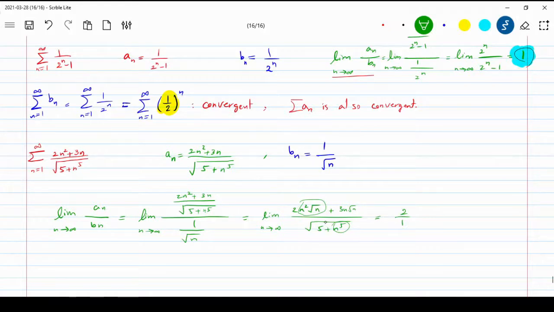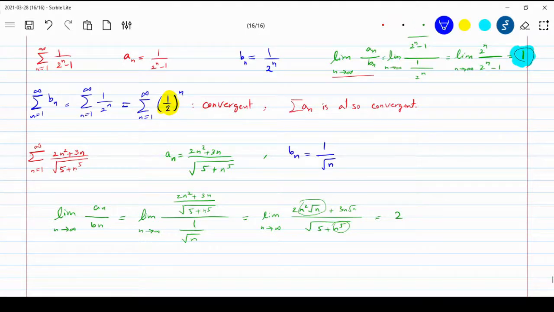Okay, you can multiply by square root of n again just to get rid of the square roots. It's quite extra work. Okay, so I figured out that the limit is simply 2. That means an and bn behave the same way.